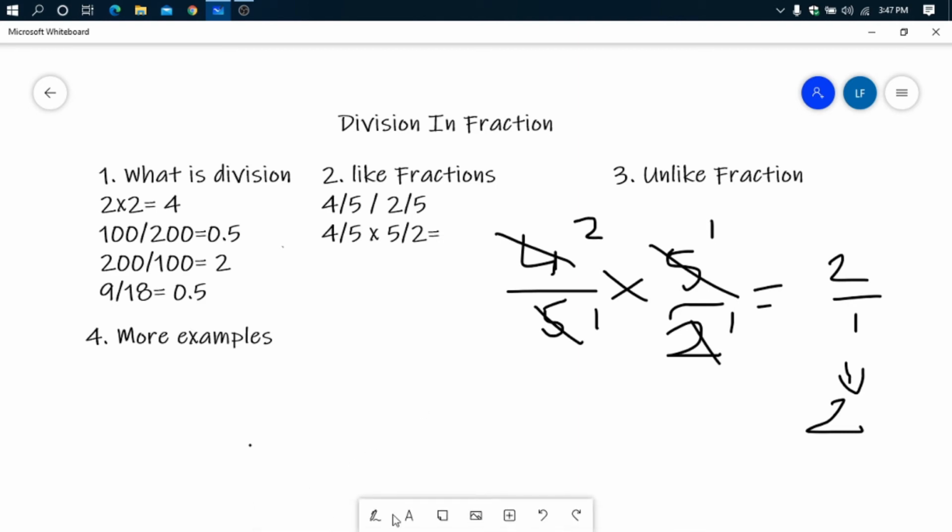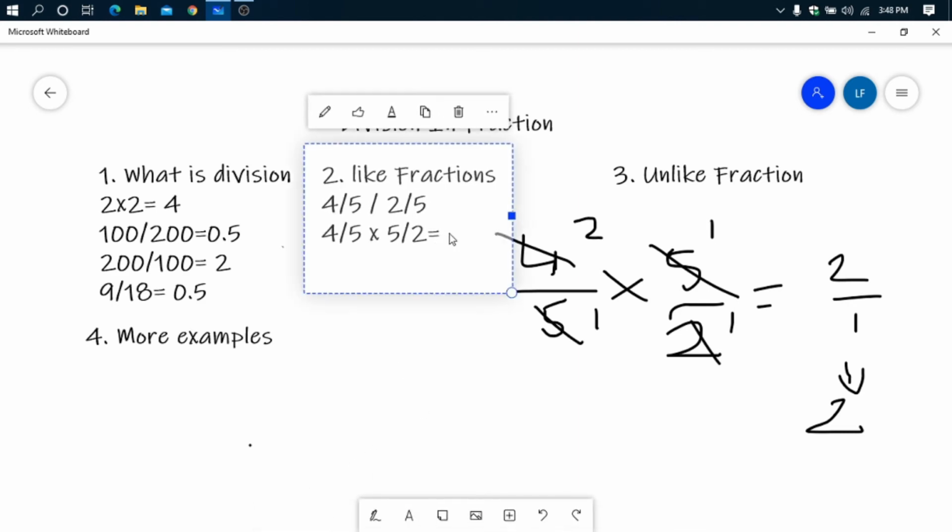So the answer is basically 2. It's not some other answer which we'll get. It's 2 as a whole number. Because when we divide 4 by 5 by 2 by 5, the answer will become 2.